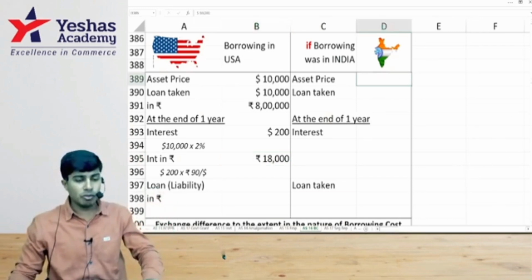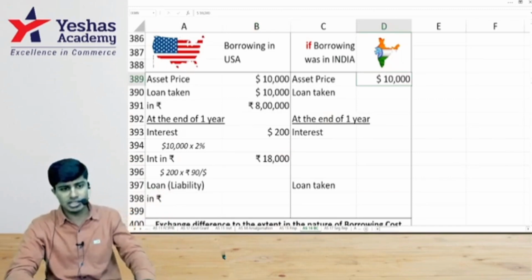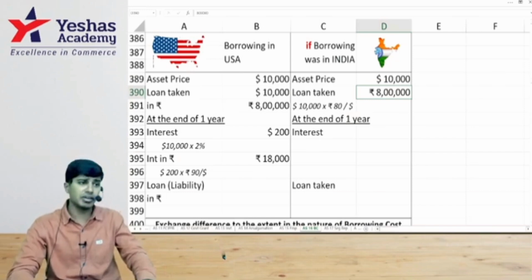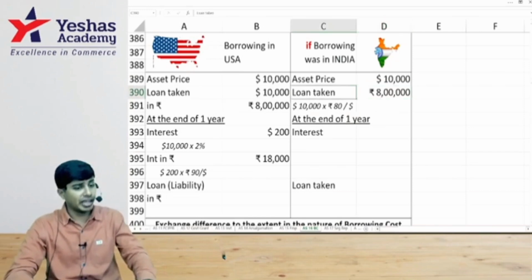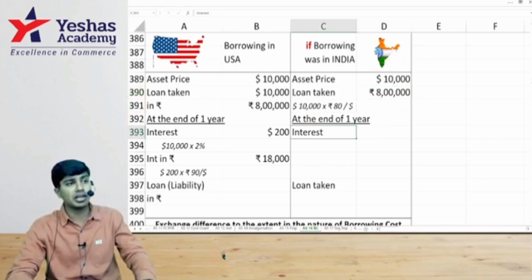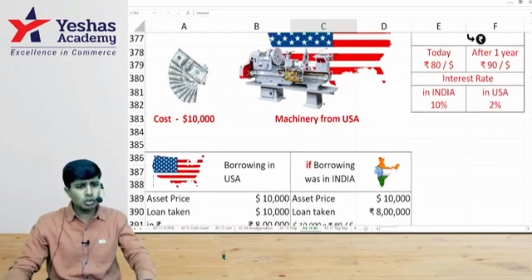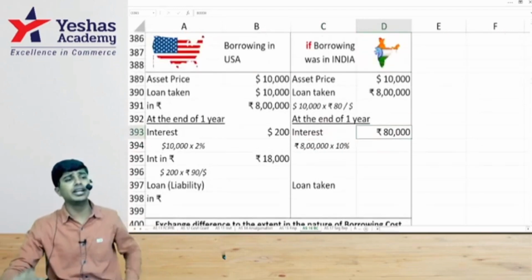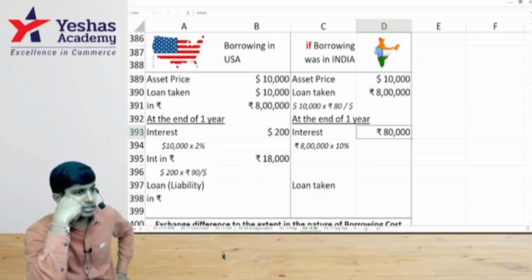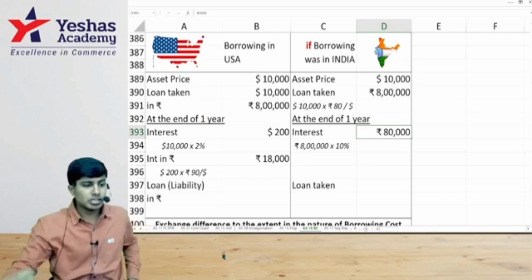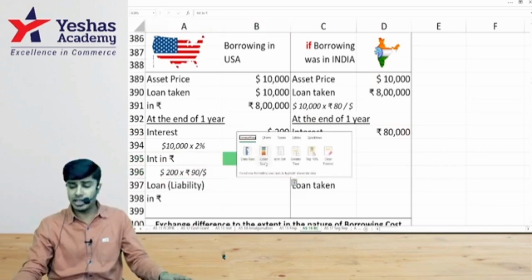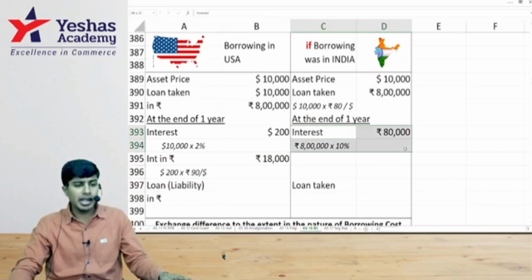Why? Because for purchase of this asset for $10,000, if you had taken loan in India, the loan would have become 8 lakhs, which is converted to $10,000 and then paid. Then at the end of 1 year, interest will be computed not on $10,000, but on 8 lakh rupees, not at 2%, but 10%. 8 lakh into 10% is 80,000 rupees. What would be the interest expense? 80,000 rupees. So if you take loan in USA, your interest expense is 18,000. If you have taken loan in India, your interest is going to be 80,000 rupees.